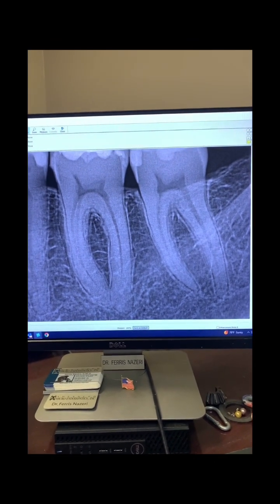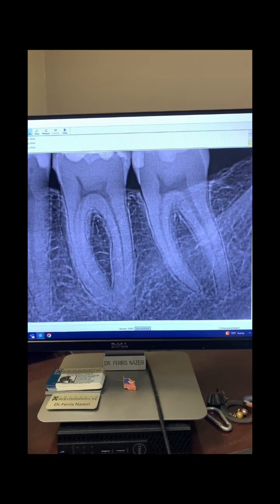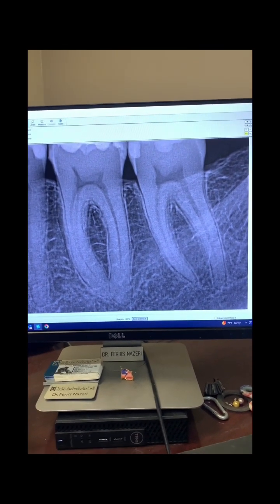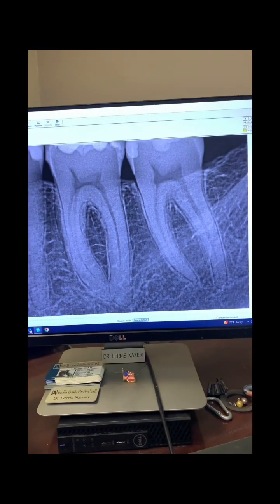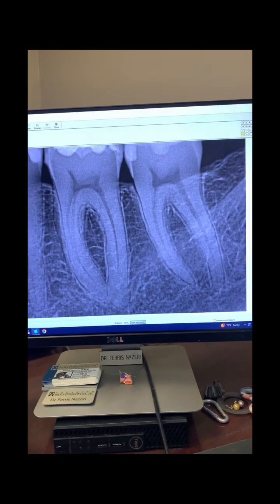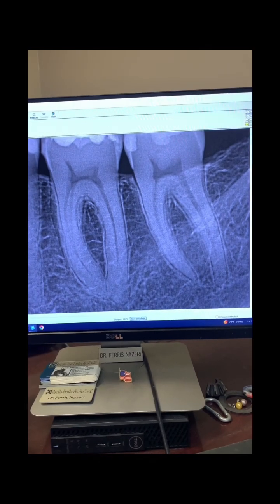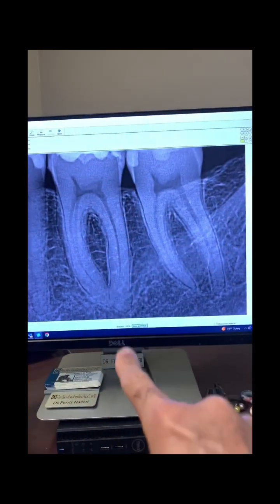He saw his dentist a couple of times. His bite was adjusted with no help. So we diagnosed the tooth as having irreversible pulpitis with acute apical periodontitis. And as you can see, take a look here.